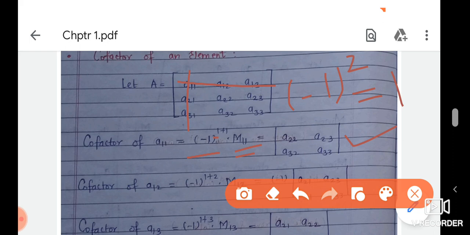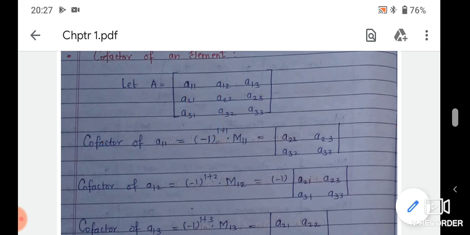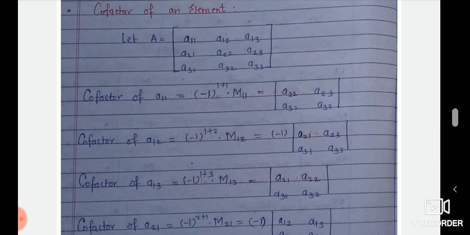Then next is A12. 12 means what? Minus 1 is to 1 plus 2. So minus 1 is to 1 plus 2 is what? 3. So negative 1 to an odd number is what? Minus. So you'll get minus M12. 12 means what? Delete the first row and the second column. So these two elements. So see, minus of A21, A31, A23, A33. Okay. So in this way we can find the cofactors.